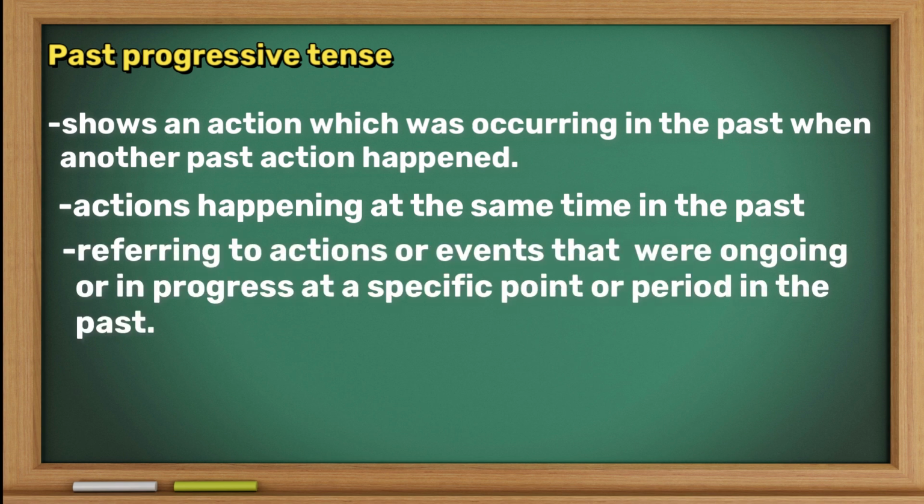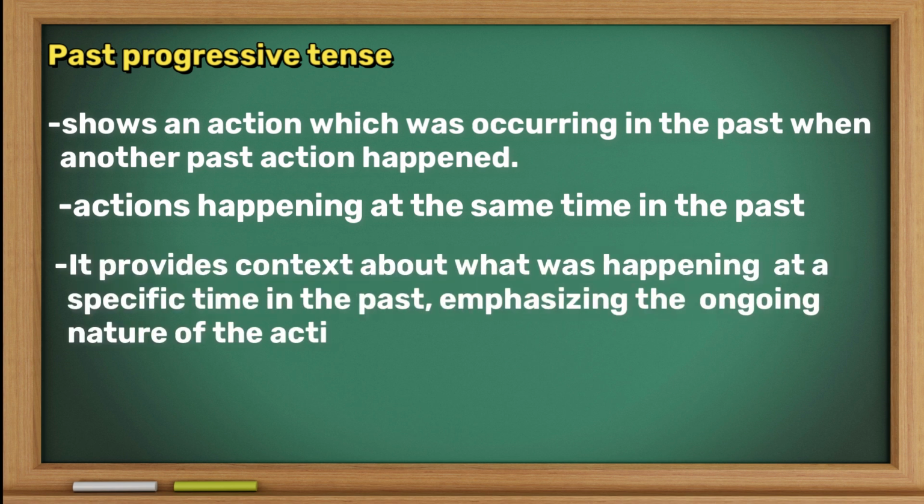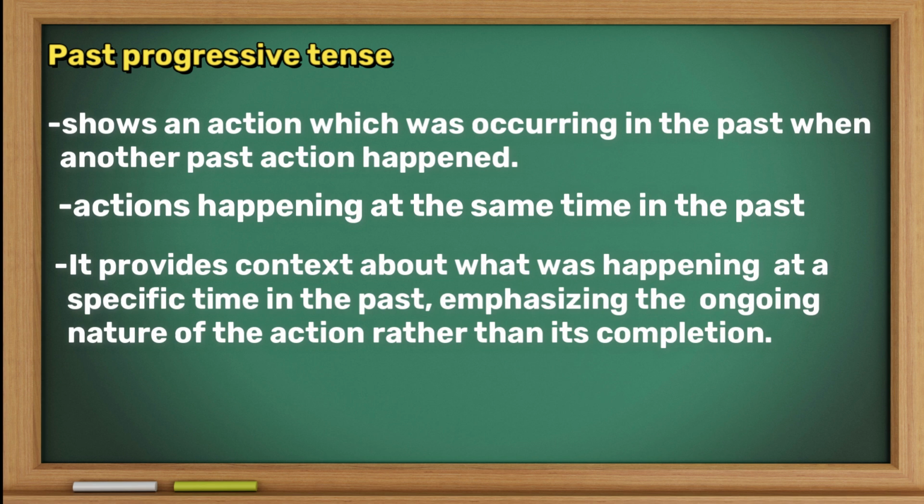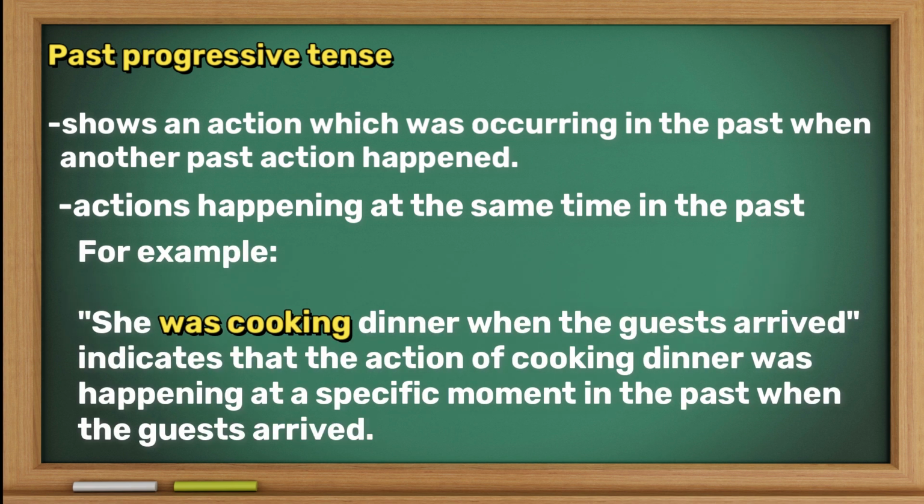We are referring to actions or events that were ongoing or in progress at a specific point or period in the past. This tense is used to describe actions that were occurring at a particular moment or over a duration in the past. It provides context about what was happening at a specific time in the past, emphasizing the ongoing nature of the action rather than its completion. For example, she was cooking dinner when the guests arrived. It indicates that the action of cooking dinner was happening at a specific moment in the past when the guests arrived.